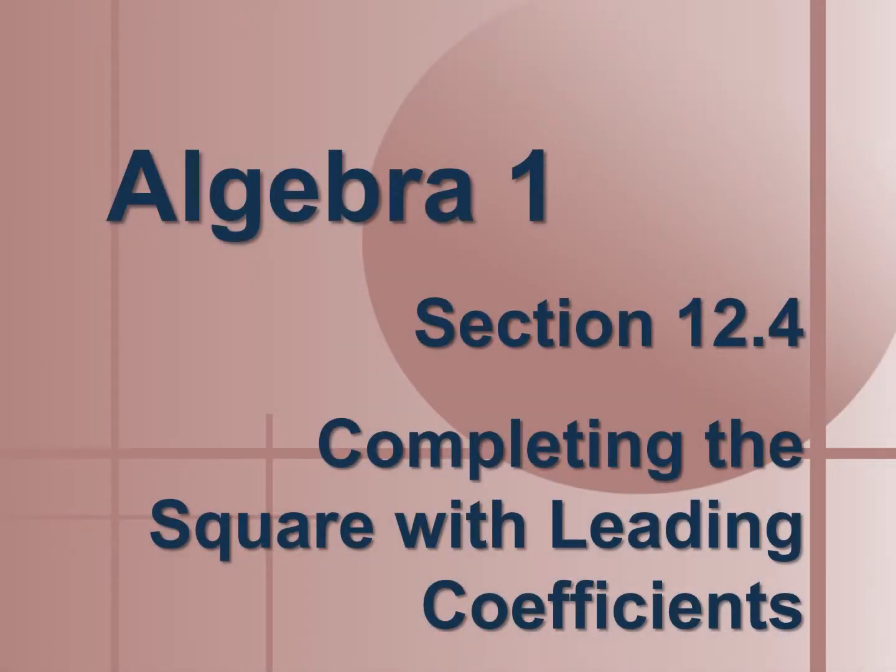Now that we know how to complete the square that's in the form of x squared plus bx equals c, now we can learn how to complete the square with leading coefficients. And remember, the point of learning how to complete the square is so that we can solve quadratic equations that don't necessarily factor easily.